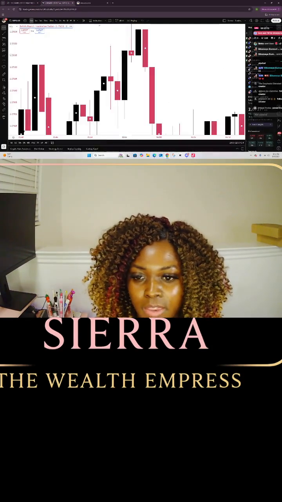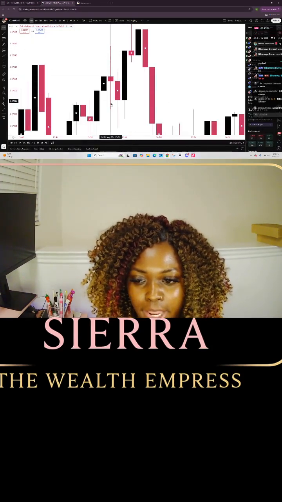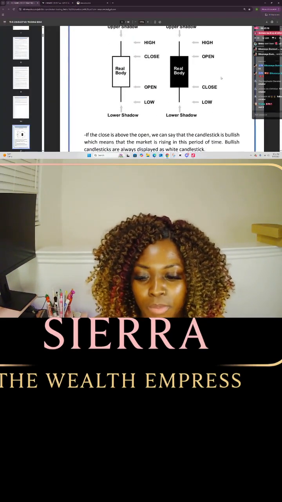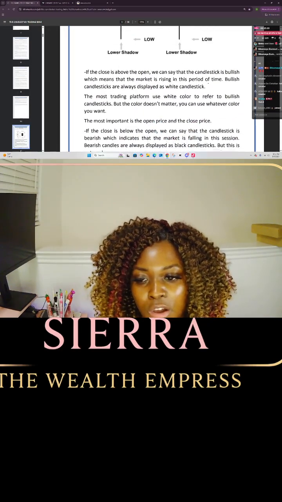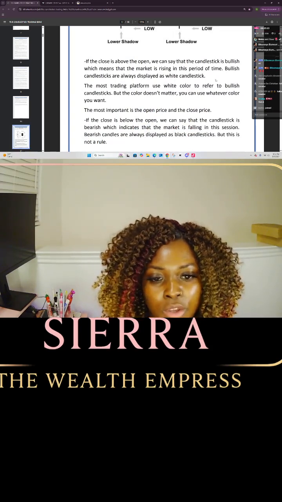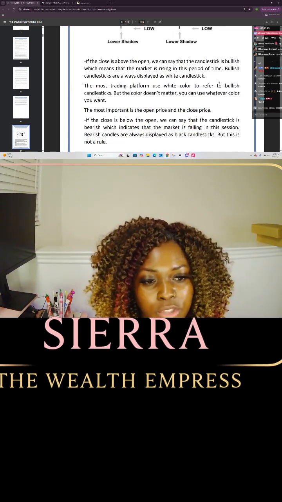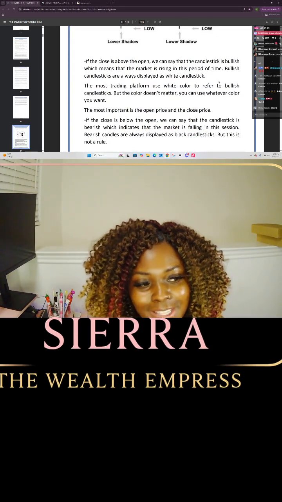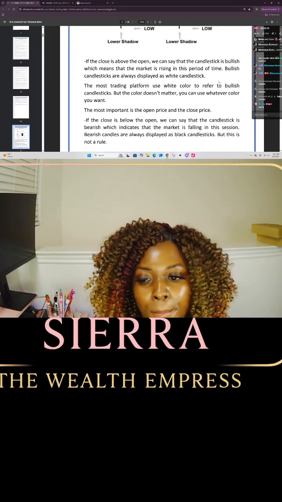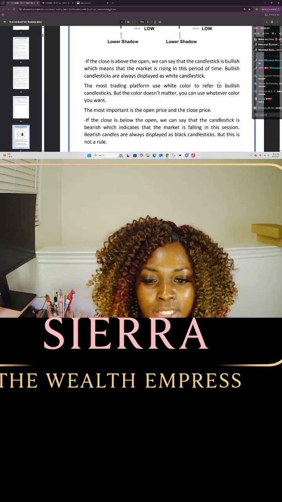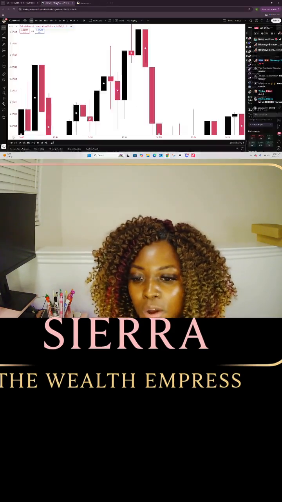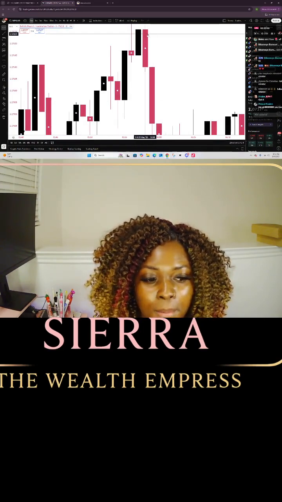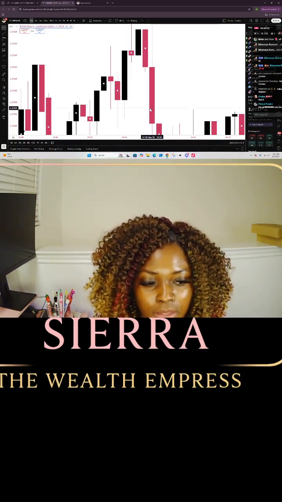And then remember, these are our wicks. Whenever it says shadow, I'm just going to say wick. If the close is above the open, we can say that the candlestick is bullish, which means that the market is rising in this period of time. Bullish candlesticks are always displayed as a white candlestick. On my chart, my bullish candlesticks are black and my bearish candlesticks are pink.